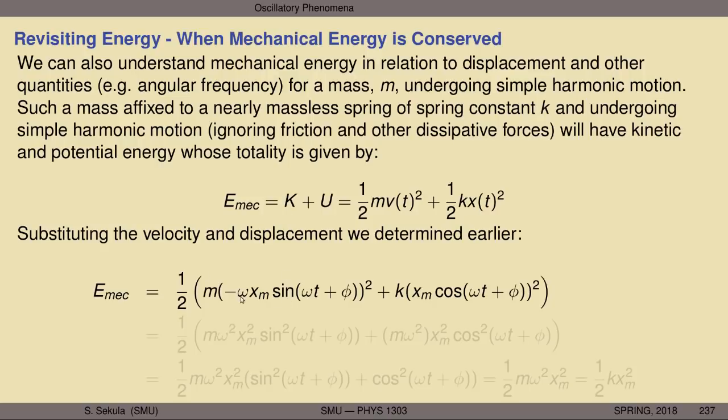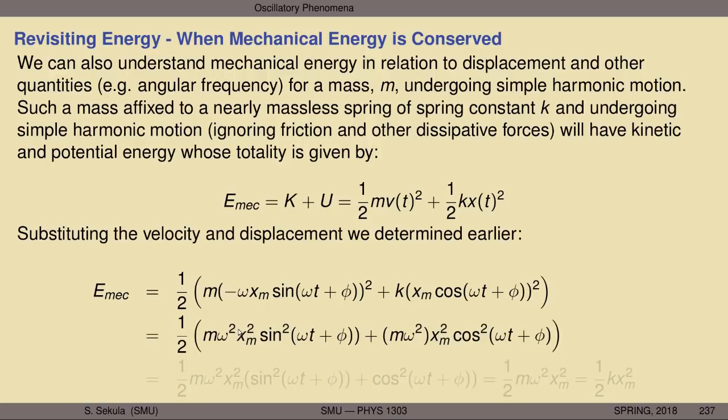Here is the velocity equation. We have the negative omega xm times the sine function. That whole thing will be squared. And over here we have the maximum displacement xm times the cosine function, and that whole displacement will be squared. This isn't looking too promising, but let's square some things and group some terms together and see what we can learn. So let's do that.